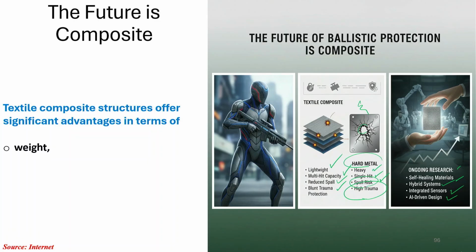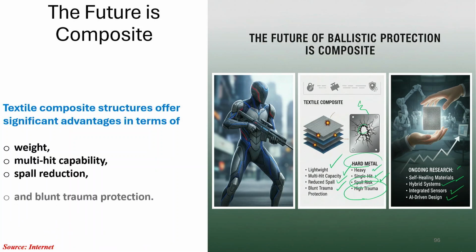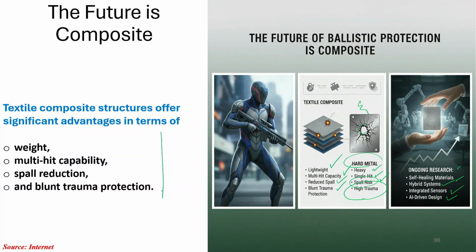So, the advantages are the weight, multi-hit capability that we have discussed, spall reduction, and blunt trauma protection. For all this we must go for textile based composites in future with some modification, some more development, more integration of electronics or AI driven designs.